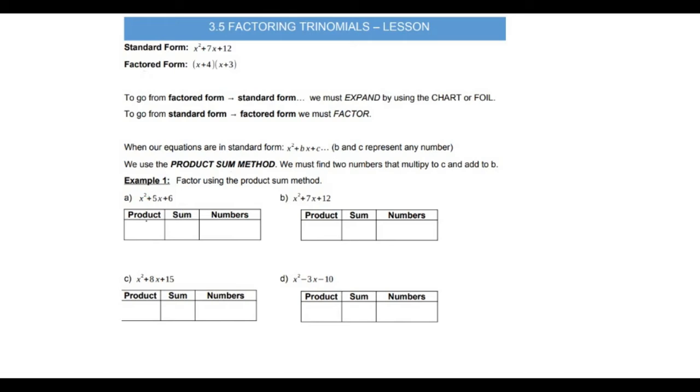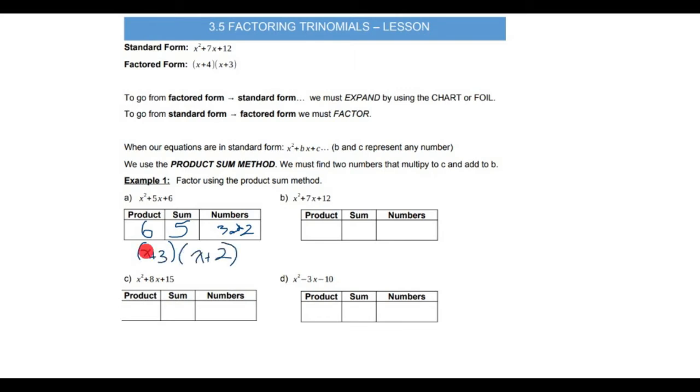So in this instance, you will see the product will be 6 and the sum will be 5. So in your head, you can think, what two numbers do I multiply together to get 6 but add together to get 5? And those would be 3 and 2. And what you will say using those numbers, when you put it back into factored form, it's going to look like this: x plus 3 and x plus 2.